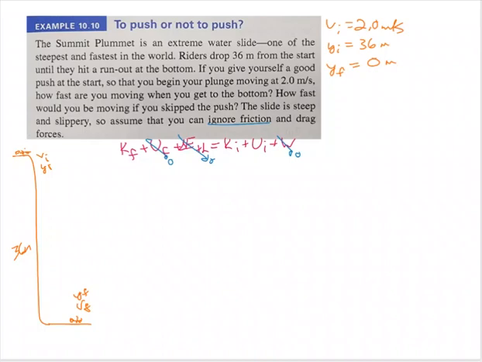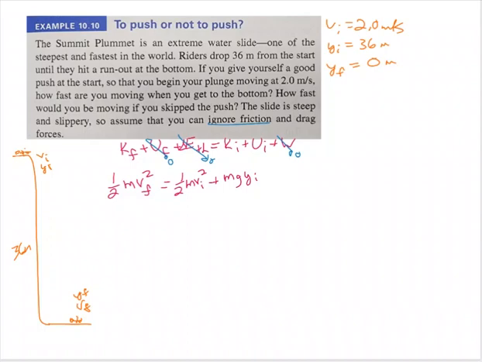All right, so now what do we do? 1/2 mass velocity final squared equals kinetic initial, so 1/2 mass velocity initial squared, plus U initial. So that would be mass times gravity times Y initial. So we want to solve for V final.